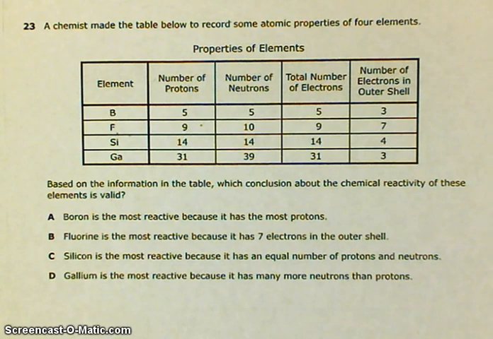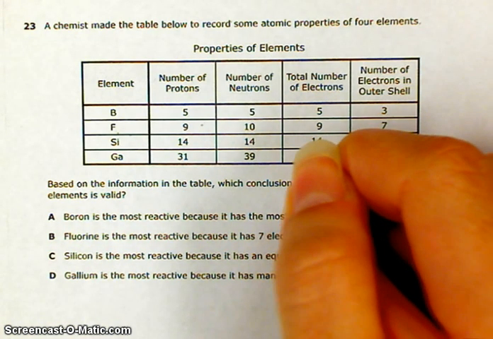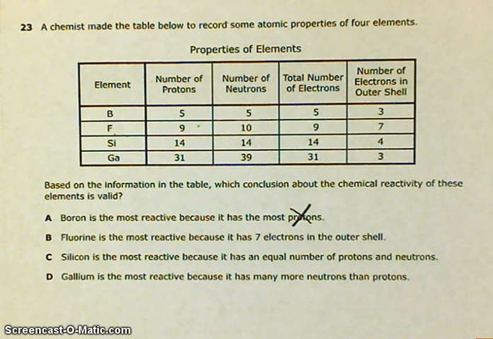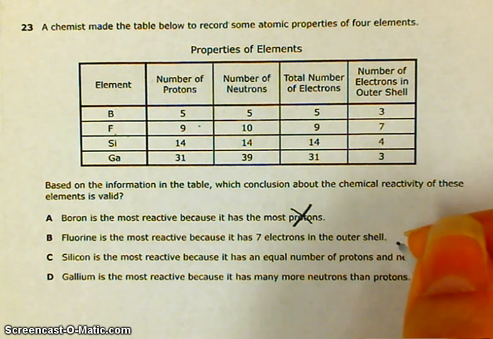All right, number 23 says, a chemist made the table below to record some atomic properties of 4 elements. Based on the information in the table, which conclusion about the chemical reactivity of these elements is valid? Boron is the most reactive because it has the most protons. The fact that it has a certain number of protons does not make it reactive, so probably not. Fluorine is the most reactive because it has 7 valence electrons in its outermost energy level.